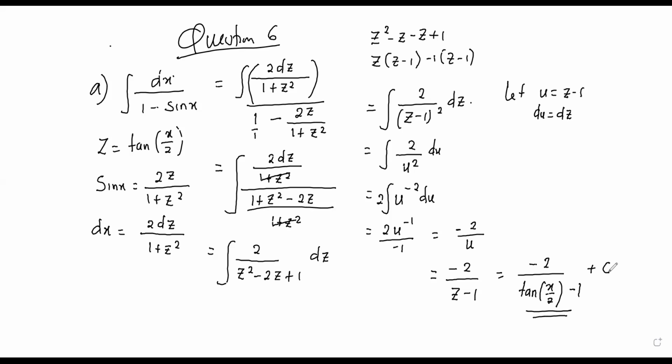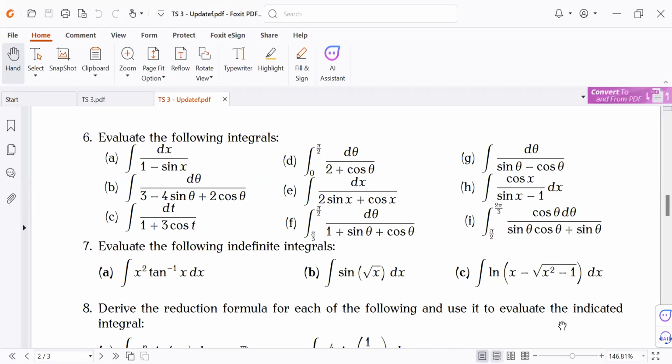Okay, so I think even the B part, as we said, we can do it. It's just the same substitution. Let's do it. Let's check the question: d theta over 3 minus 4 sine theta plus 2 cos theta.